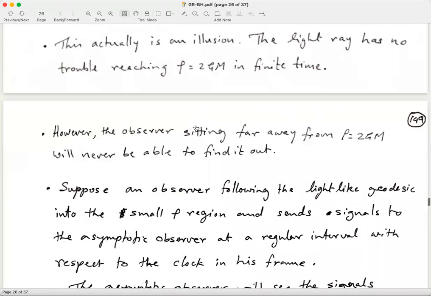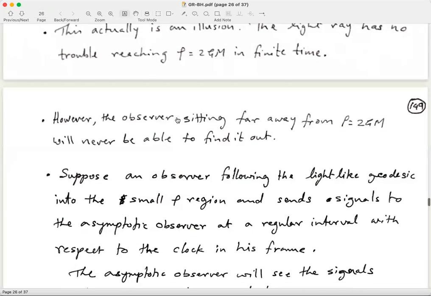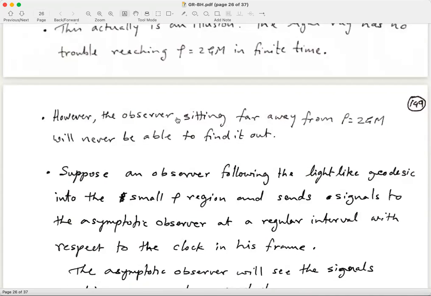Fine. Now, we would like to understand why it is happening this way. To understand this, what we need to do is to have another observer who is falling in along the radial null geodesic. So we have this light-like geodesic which is falling in towards the point mass.